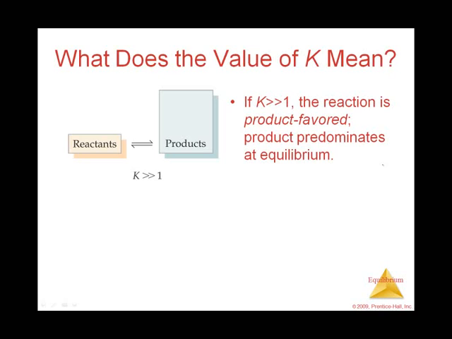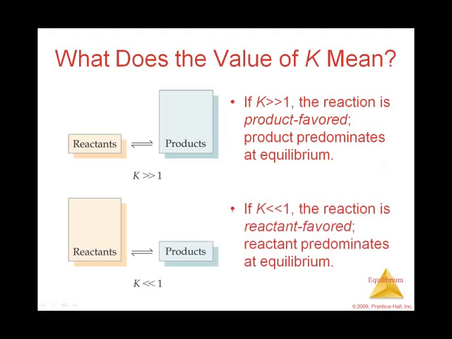So what does K actually tell us? Well, if K is much greater than 1, it tells us the reaction is product favored, which makes sense because K is putting products over reactants, so if this is a really big number, we're going to end up with more products when we're at equilibrium, right? And the converse is of course going to be true. If K is really low, then the reverse reaction is favored and we're going to end up having more reactants. Okay?